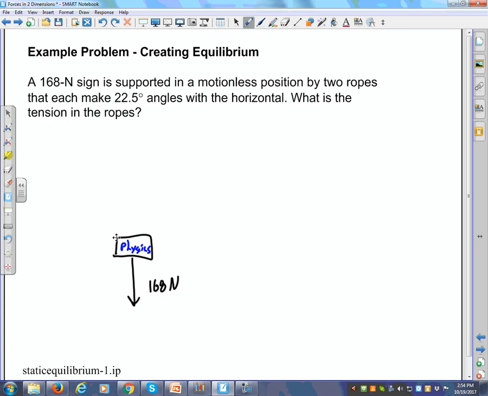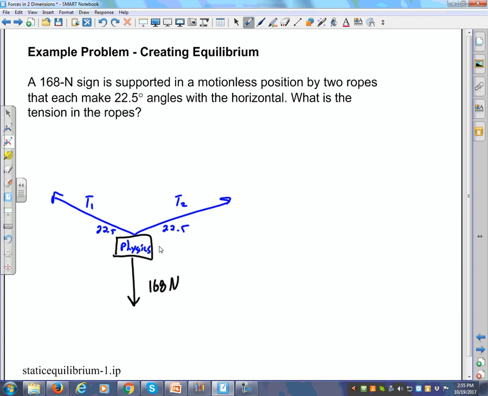Anyways, I got two ropes that each make 22.5 degree angles with the horizontal. So that means that this is 22.5, and so is that. What is the tension in the rope? So let's call them T1 and T2. Tension is measured in newtons. It's just a force, right? It's a tension force.